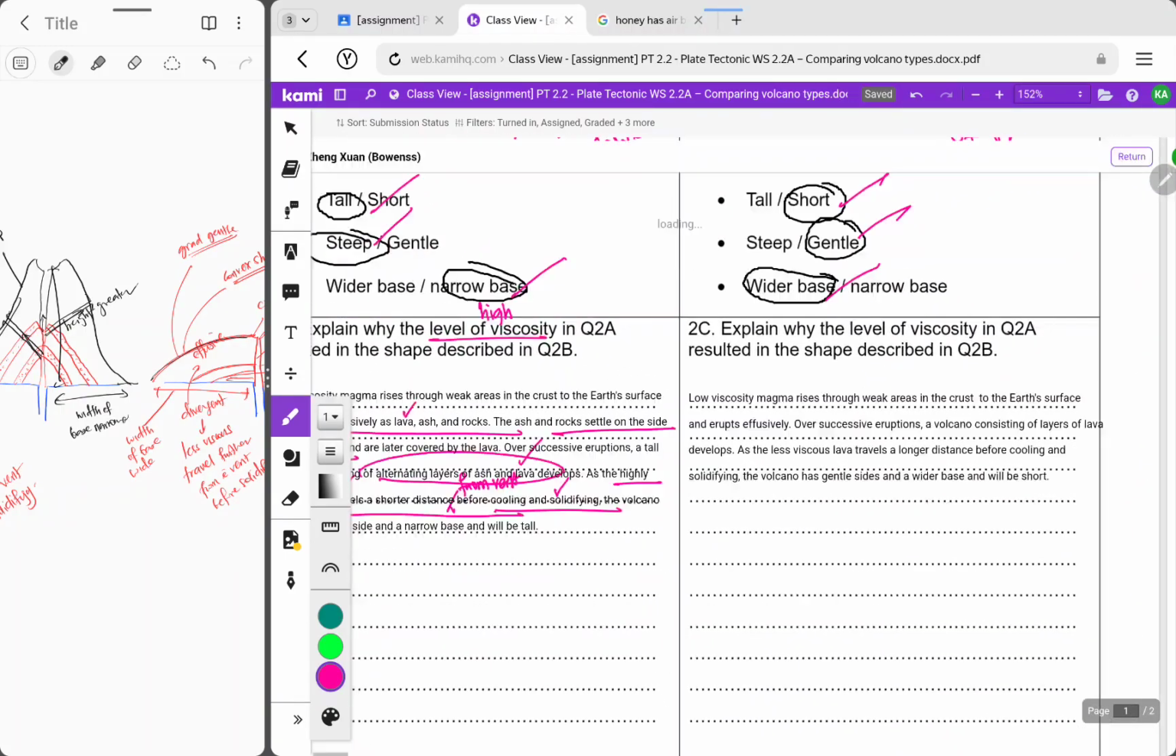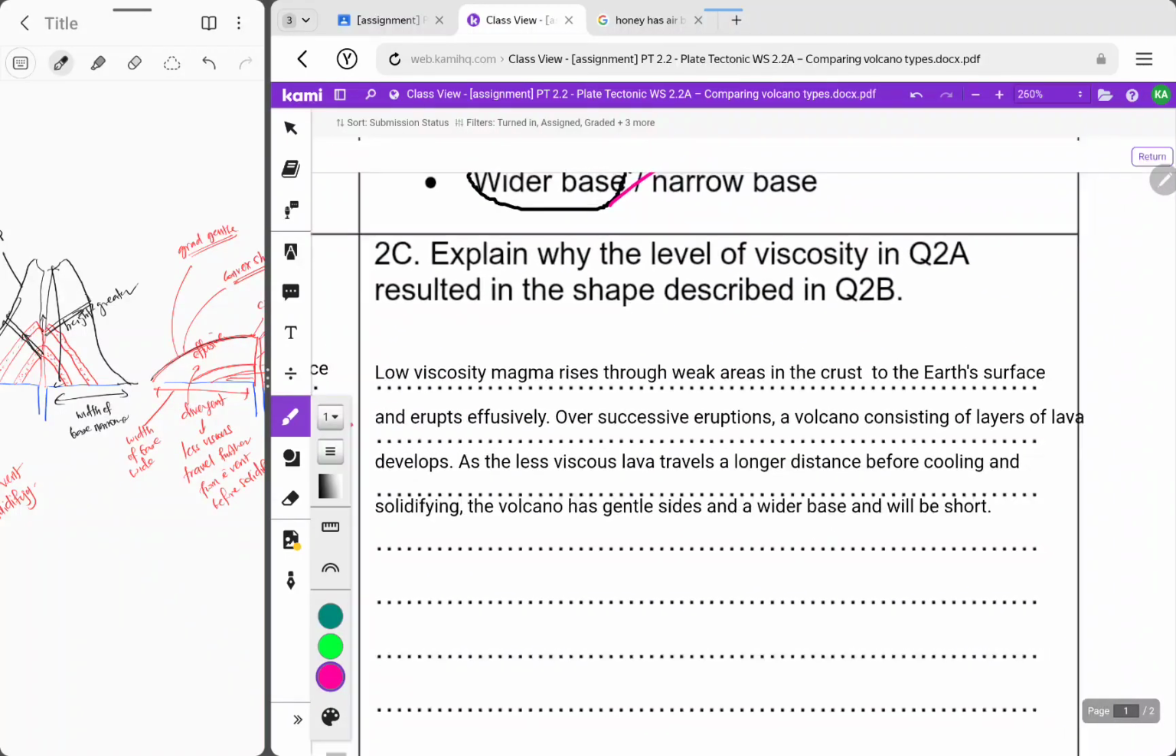On the other hand, for a shield volcano, because it's low viscosity, it erupts effusively. That means there is very little dust and ash. You still need to bring it up because you're trying to explain why it doesn't contribute to the height. Then you bring up the fact that less viscous lava travels a long distance before cooling and solidifying, so it becomes a gentle volcano with a wide base. Simple, 3 points.